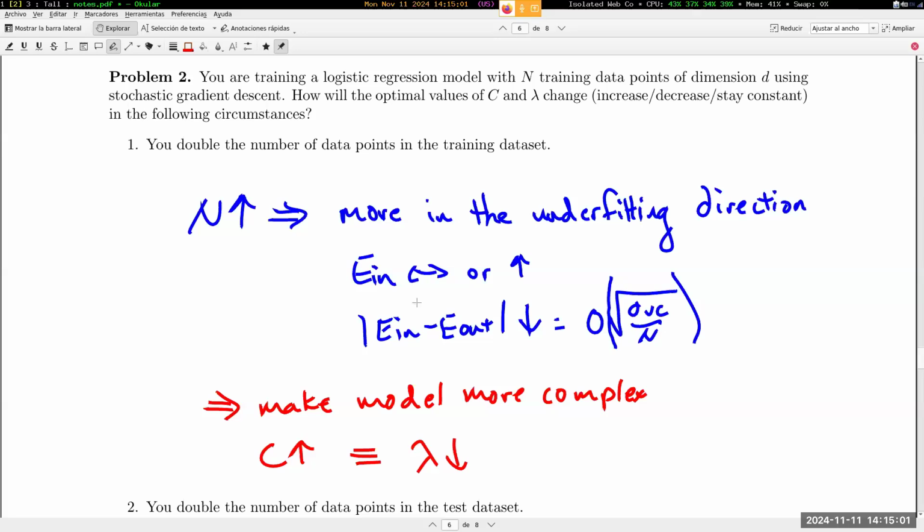So the reasoning about these C and lambda values is the same sort of reasoning that we were doing previously on our VC dimension, that if we are on the overfitting side, we need a less complex model, and we can adjust that with C and lambda, or vice versa. In this case, if we're on the underfitting side, we can make the model more complex by making our C value larger or our lambda value smaller.